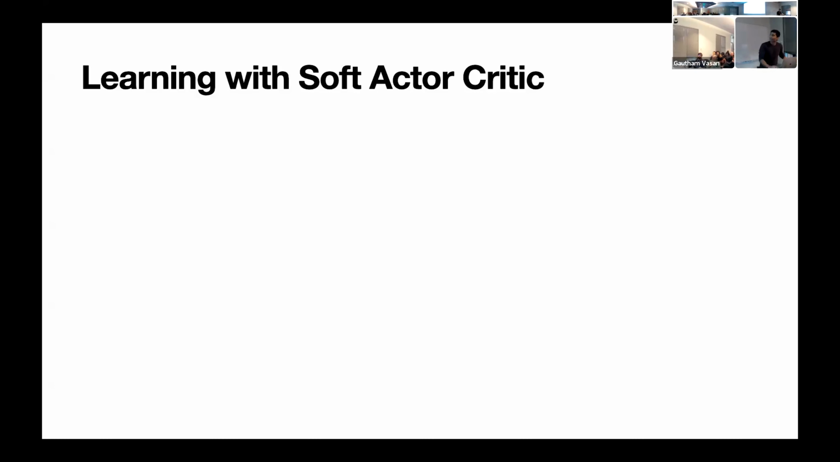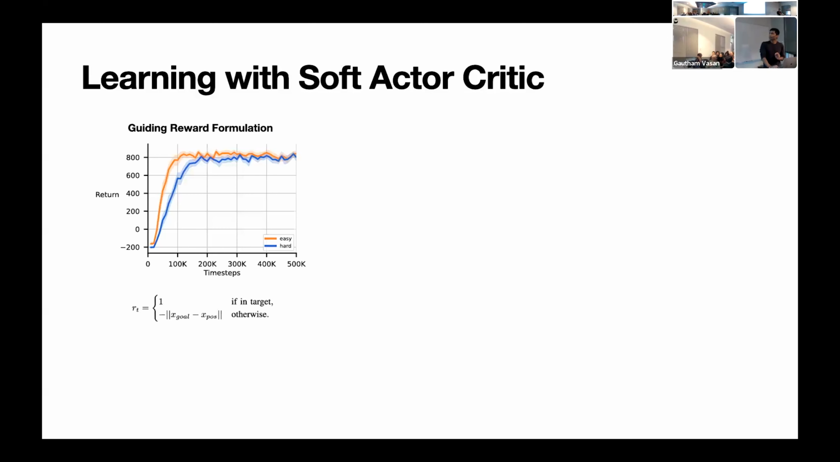So now we have three formulations, but we don't know if it learns yet. First, we're going to see if we can at least get any learning here. So we start with the guiding reward formulation. On the x-axis, you plot time steps. On the y-axis, we plot the return. Each solid line here is a mean over 30 independent runs, and the shaded region is a 95% confidence interval.